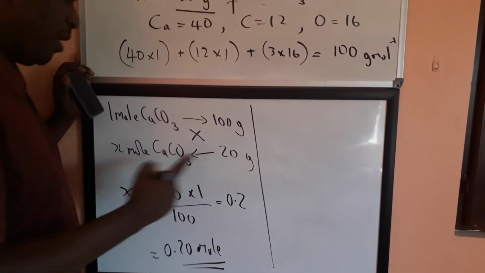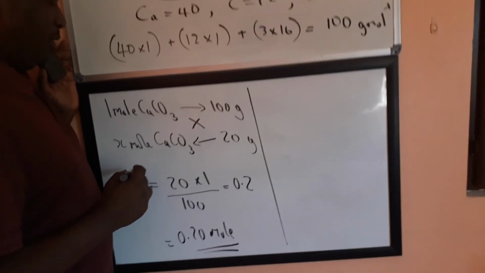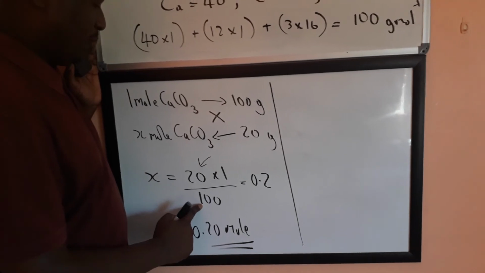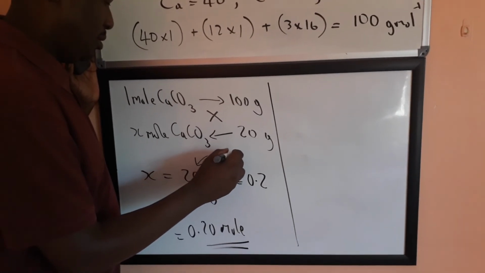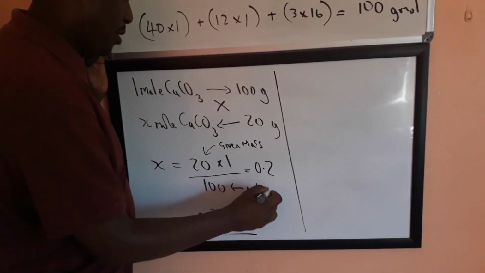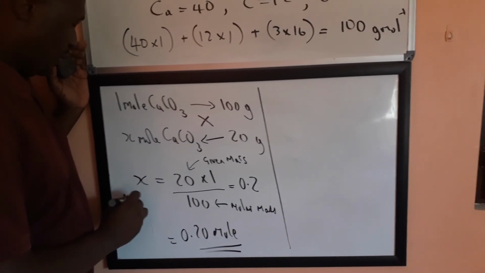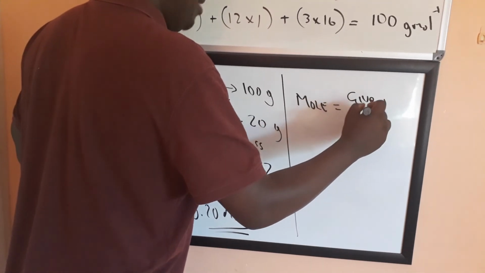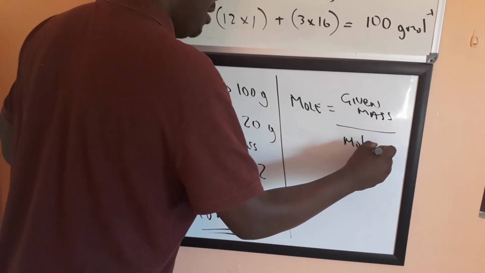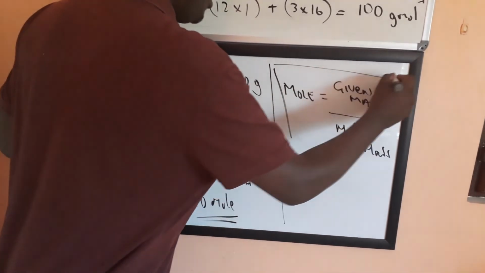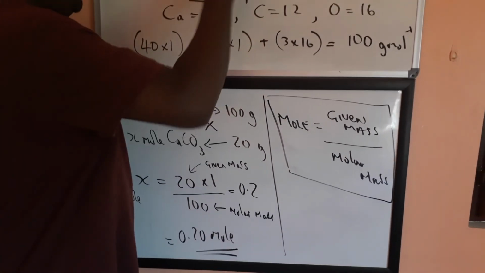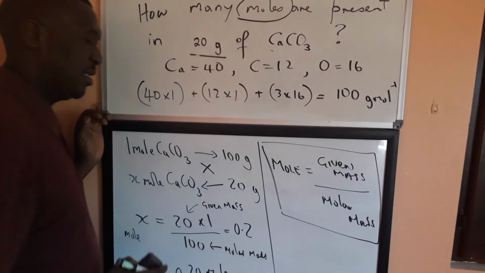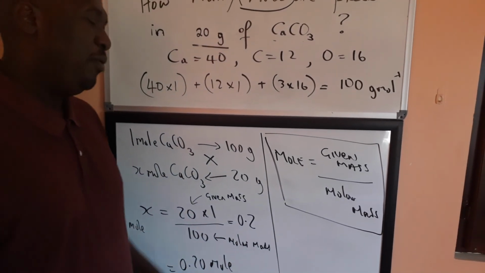Now, from this question, we could actually derive the formula for this calculation, because this 20 here was the given mass, the mass given, and this 100 was the molar mass. So this is given mass, and that is molar mass, right? And we worked out x, which was the mole, right? So from this we can figure out that mole equals given mass over molar mass. And that's a formula you can use for the relationship between mole and masses of particles. Mole equals given mass over molar mass. Now, as I said, I don't recommend that you swap the formula, but if you can derive it like this, it's even better.